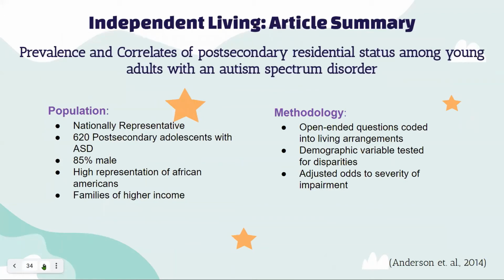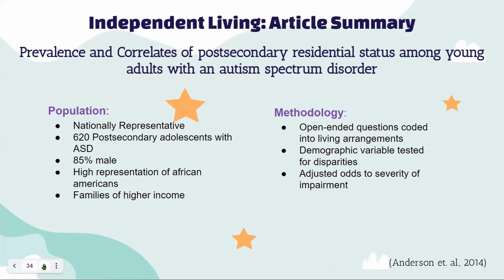Prevalence and correlates of post-secondary residential status among young adults with an autism spectrum disorder is a qualitative longitudinal study published in 2014, and it used data from a national longitudinal transition study. The study compared the residential statuses of adolescents with ASD after high school graduation with adolescents that had other disabilities, such as intellectual disabilities, learning disabilities, and emotional disturbances. The study was nationally representative with 620 post-secondary adolescents with ASD. The participants were primarily male.